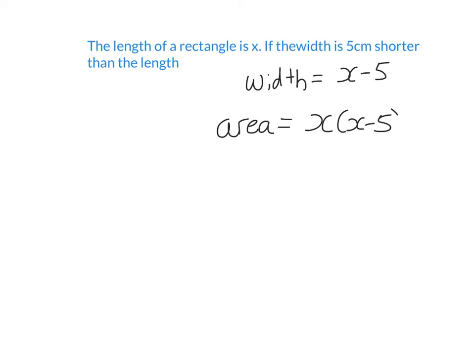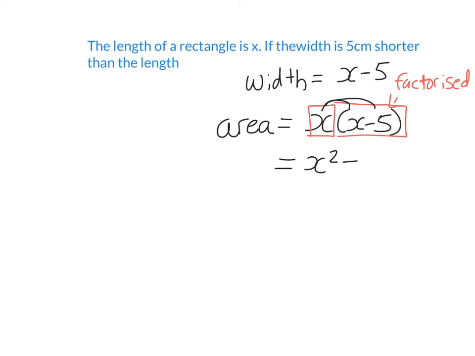Now this is called factorized form because it's something times something. That's what factorize means. Something times something. So in expanded form, if I expand the brackets, x times x, x times minus 5. So both of these are the area. This one is in expanded form, okay?